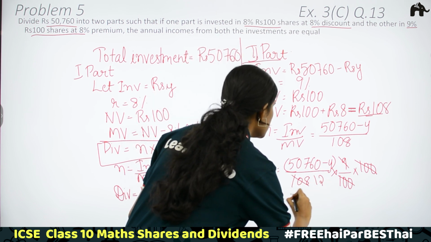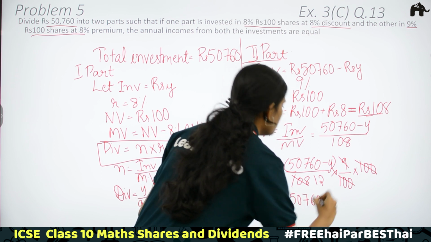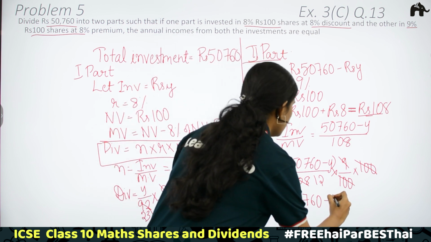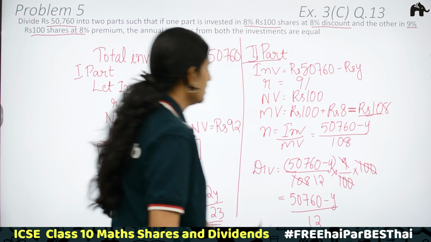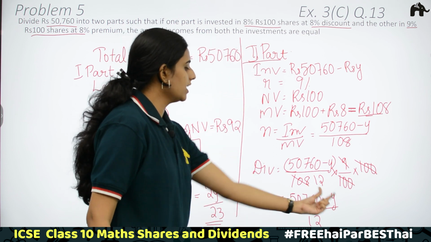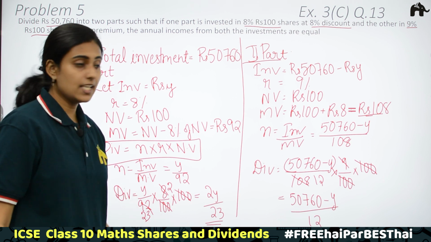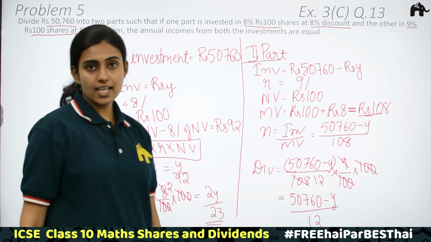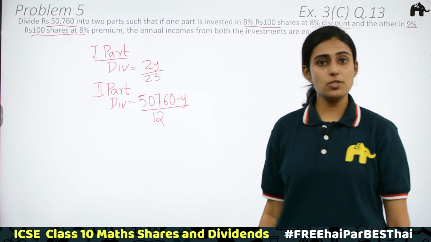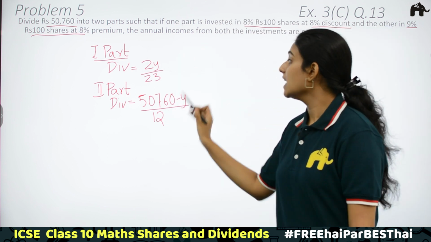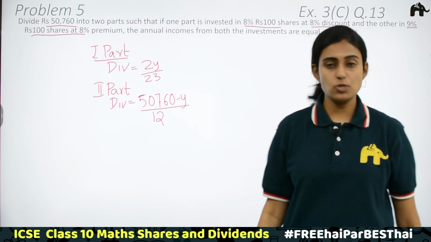That is, dividend in the second part is (50,760 minus y) divided by 12. Now we got the dividend in first case and dividend in second case. Here we have the dividend for first part, which is 2y by 23, and second part the dividend is (50,760 minus y) divided by 12.